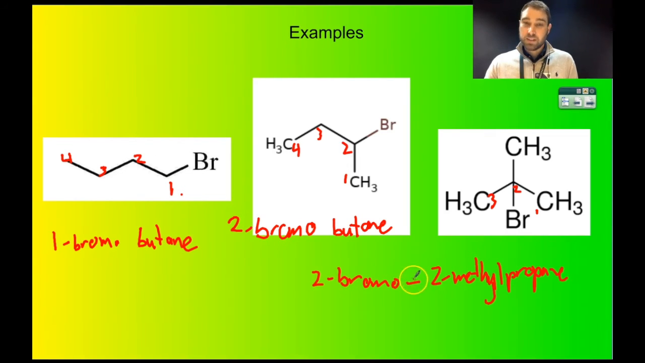So we need to put a dash, a hyphen between the numbers. So letter, number, number, letter, we need to have a dash. So 2-bromo-2-methylpropane.